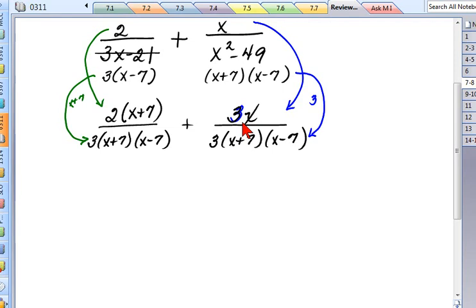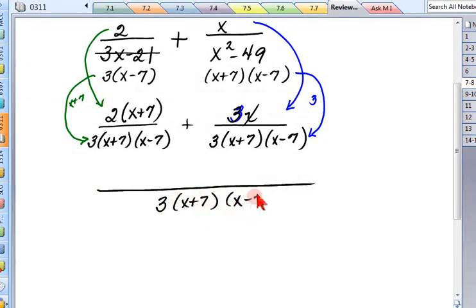And on the sheet, it actually says, build the new numerators. Compare the old denominator to the new denominator. Identify the change, the new factor. Multiply the old numerator by the change. Okay. Now I have 3 times x plus 7 times x minus 7 as a single denominator.